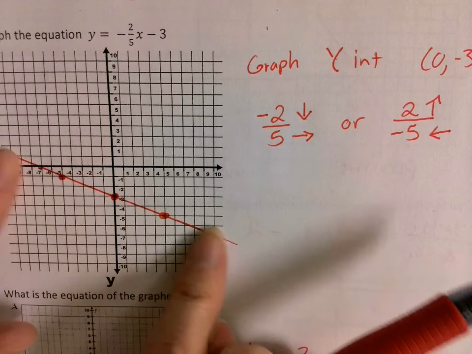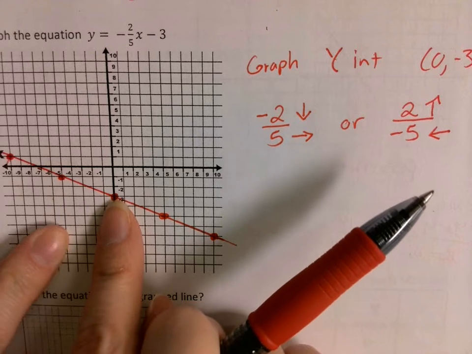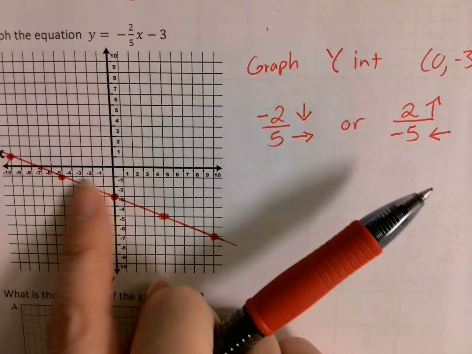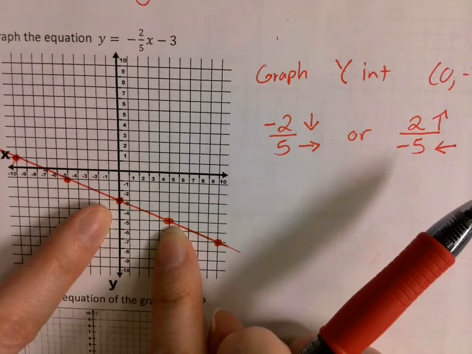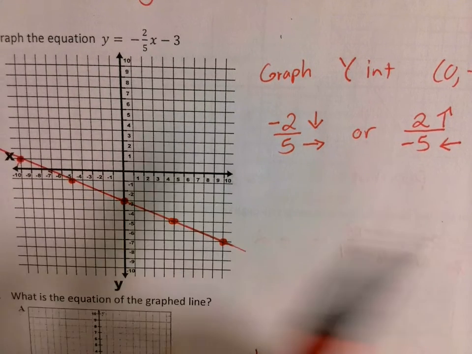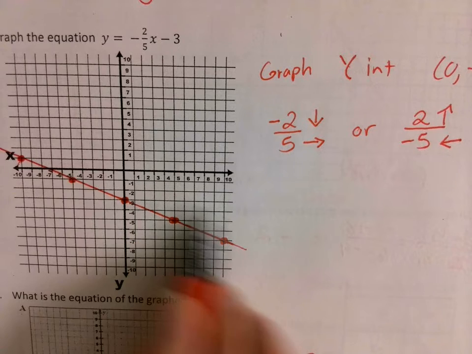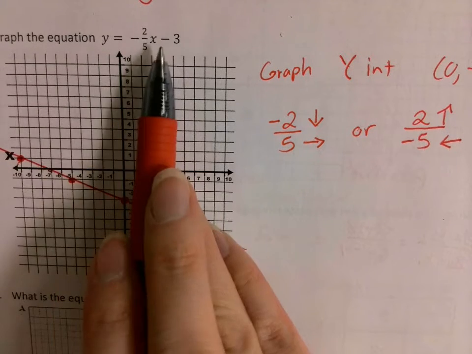So going up 2, left 5, up 2, left 5, or down 2, right 5, down 2, right 5, and it creates a negative looking graph. If you know your slope is negative, it must be in the negative direction.